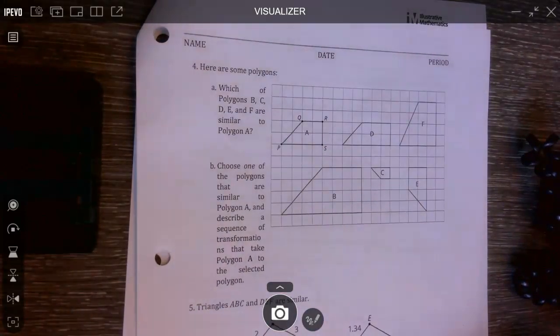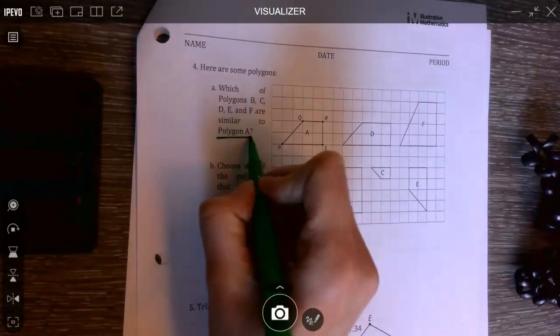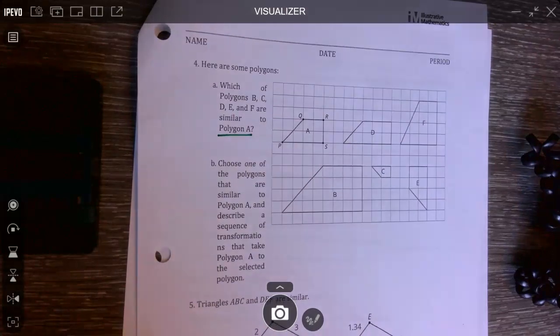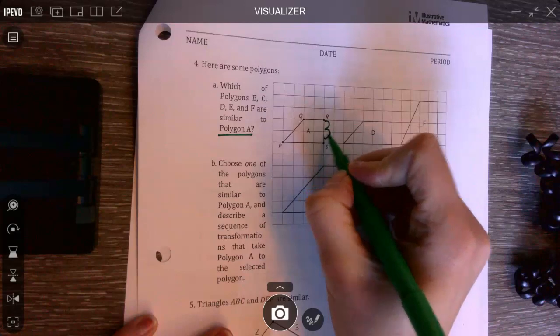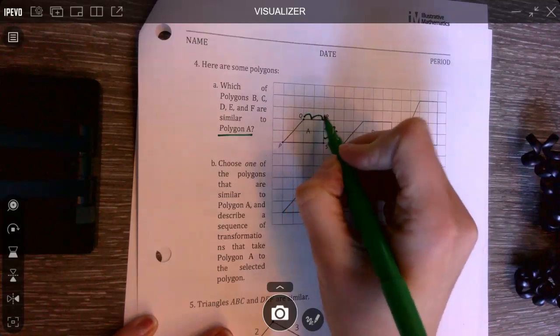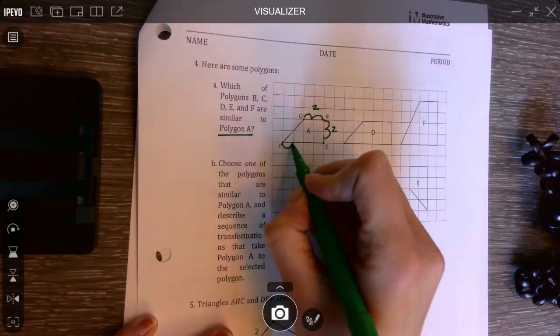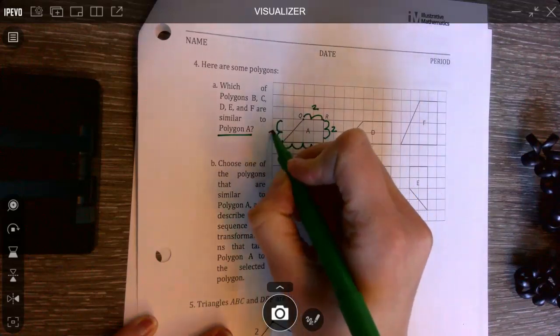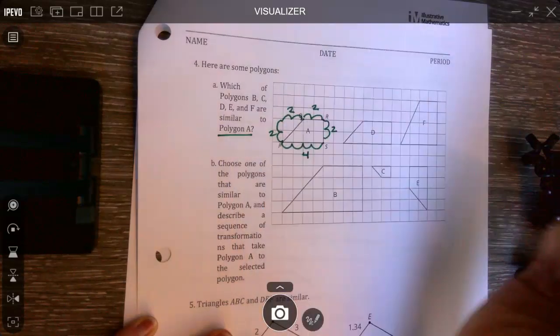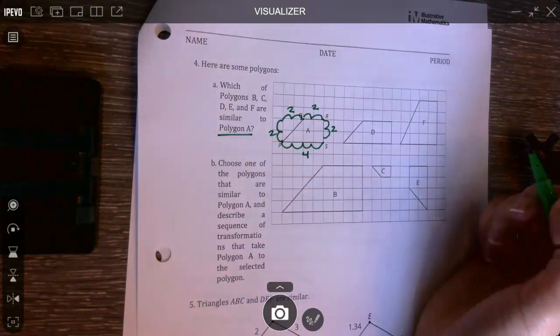So for number 4, we are comparing everything to polygon A. All right, we want to see what is similar. So we need to see, well, this is a distance of 2. This is a distance of 2. This is a distance of 4. And then this is up to over 2. Okay, so these are all the distances we're comparing.